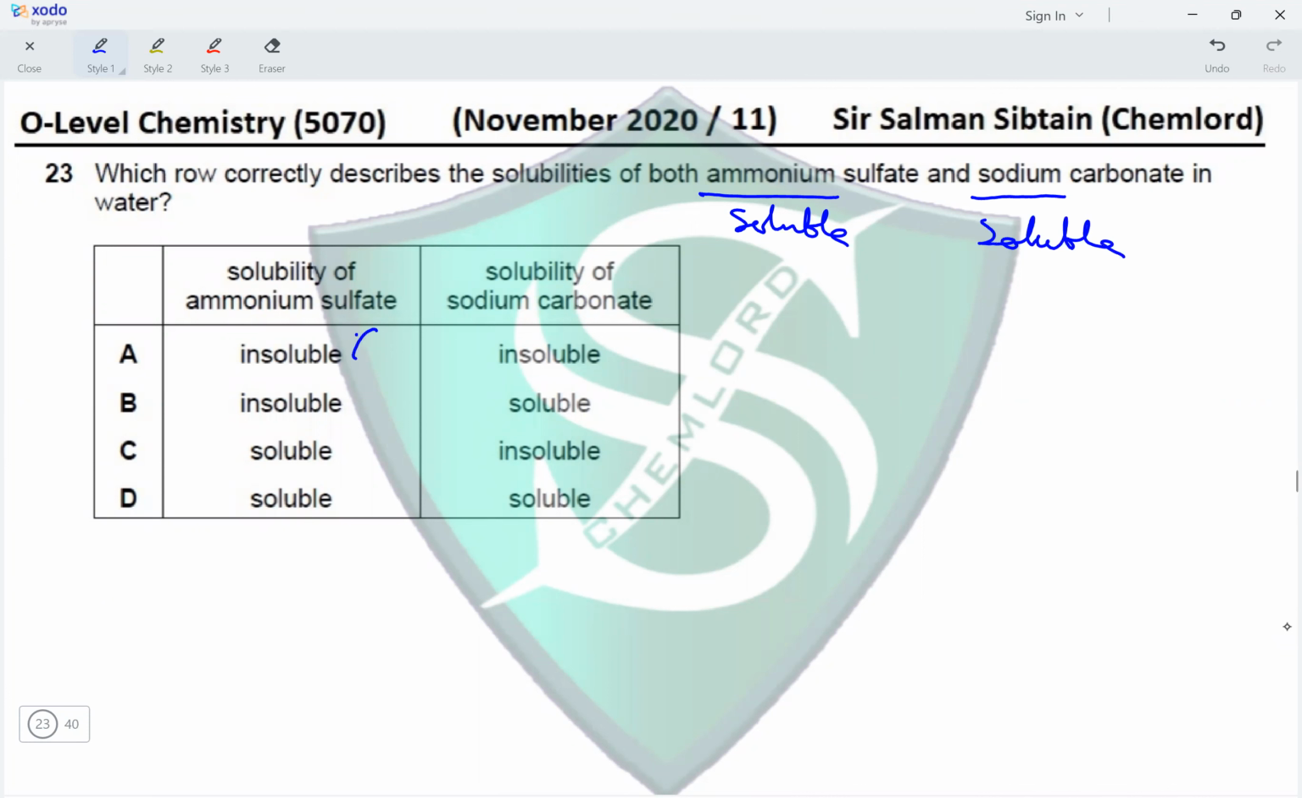A insoluble, no. B insoluble, no. C ammonium sulfate soluble, yes. But for sodium carbonate, it says it's insoluble, so this is wrong. D, ammonium sulfate soluble and sodium carbonate soluble. So this makes option D the correct option for this question.